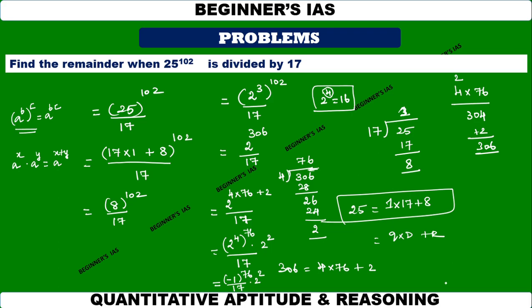Now I am writing the answer here. Be careful with this. Minus 1 power an odd number leaves you a remainder of minus 1, but here 76 is an even number, therefore it leaves you 1. Therefore 1 into 2 square is nothing but 4, so this is 4 by 17. Now check the answer here. Numerator is 4, denominator is 17. If the numerator is less than the denominator, what is the remainder? Numerator is the remainder. Therefore, the answer for this question is 4.